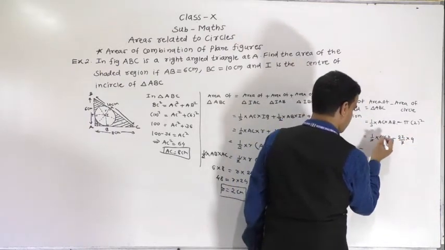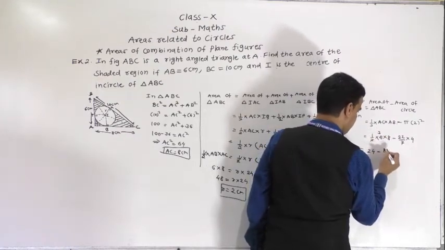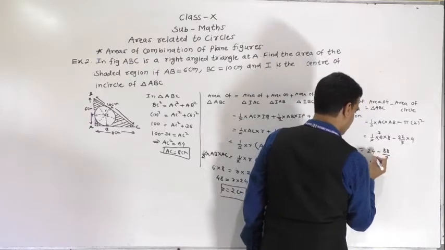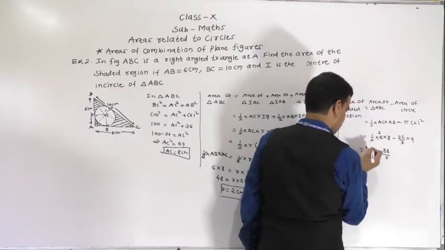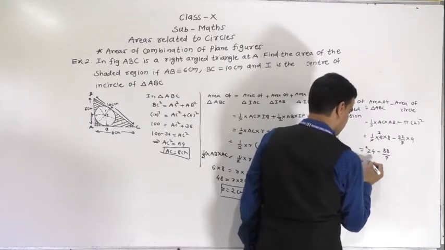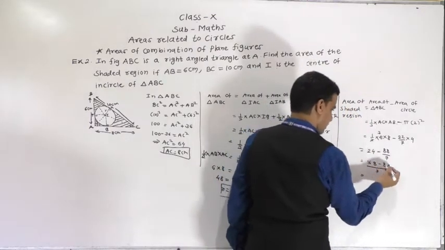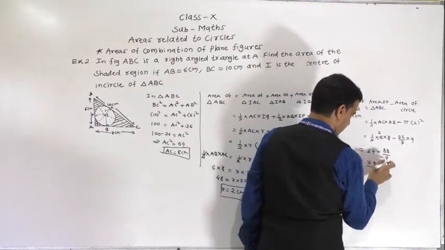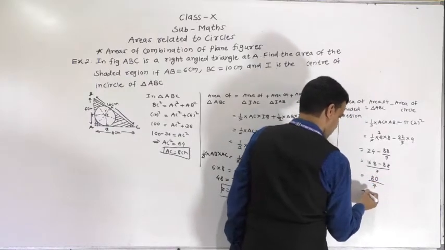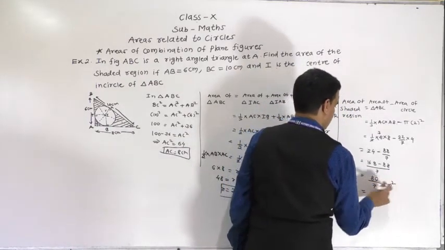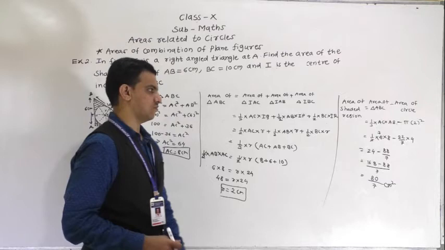So 6 into 2 into 3 is 6, 3 into 8 is 24, minus 88 by 7. 7 into 4 is 28, if you make the same denominator. So 2 into 7 into 2 is 14, plus 2, 16. 168 minus 88 upon 7. So 8 minus 8 is 0, 6 minus 8, that is 16 minus 8, 8 upon 7. So it is the area of shaded region, or you can find it in decimal, 80 by 7 centimeter square, okay?